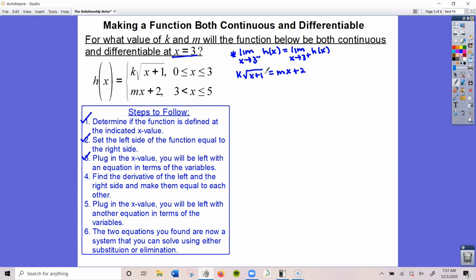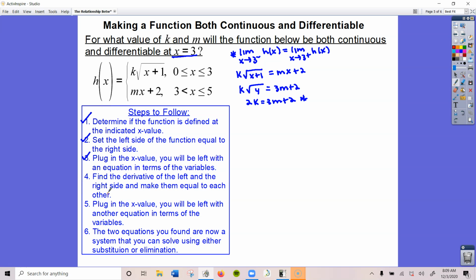Remember the limit equation. Now plug in the x. So k times the square root of 3 plus 1, so 4, is going to equal m times 3, so 3m plus 2, which is essentially 2k is equal to 3m plus 2. This is one equation that I'm going to hold on to, and we'll come back to.